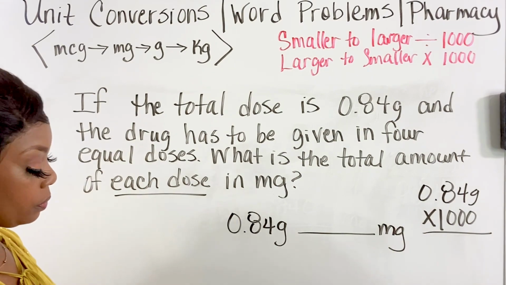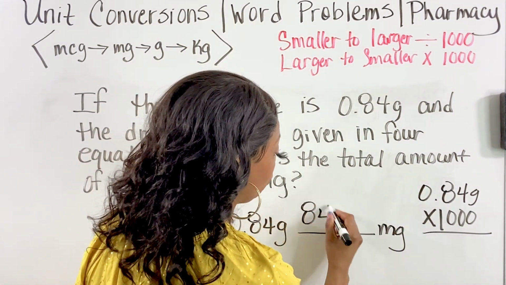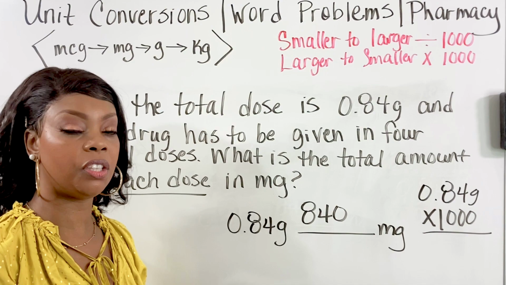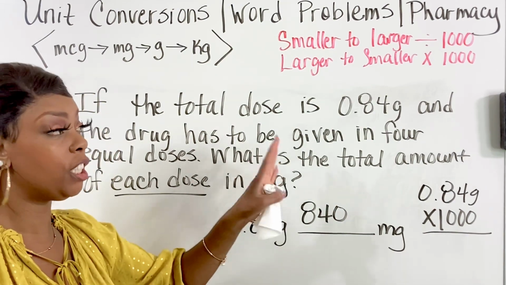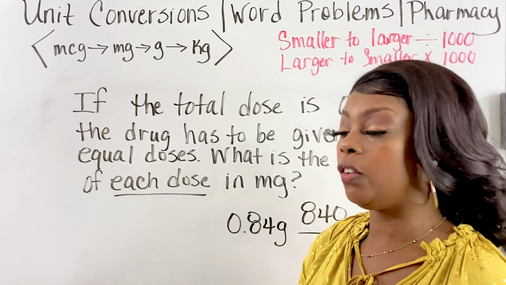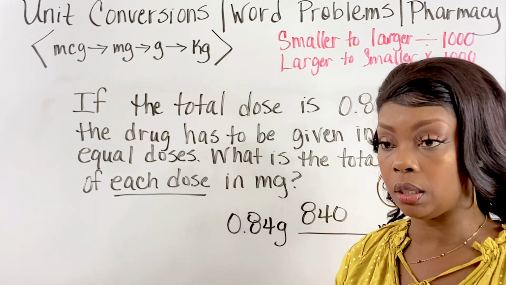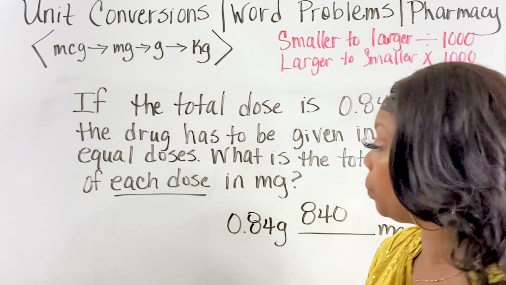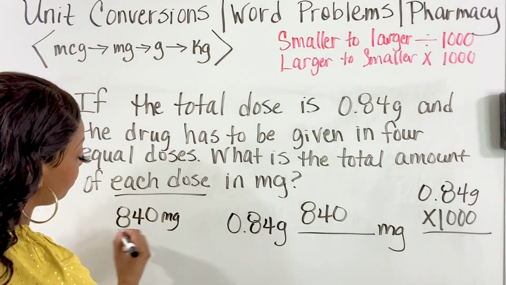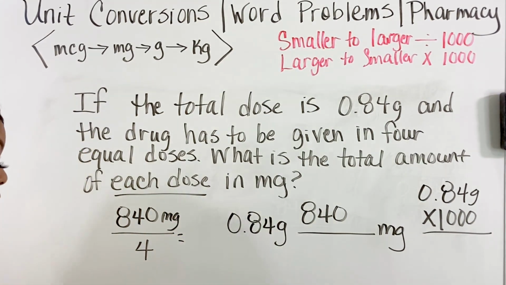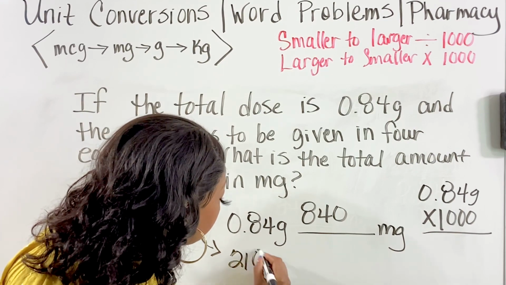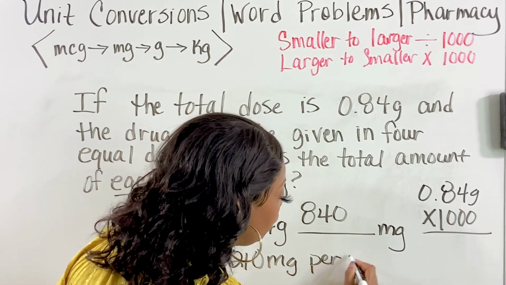I'll let you do that, and I have it written down. That is going to be 840 milligrams. That is the total dose for the day, okay? But we don't want to give the patient the entire dose at once. According to this problem, we want to break this dose down into 4 equal doses. So what do you think we need to do if we need to break it down into 4 equal doses? If you said divide by 4, you are absolutely correct. So we're going to take our 840 milligrams and divide that by 4. I'll let everyone get that together. I'm going to bring this answer right down here. That is going to be 210 milligrams per dose.